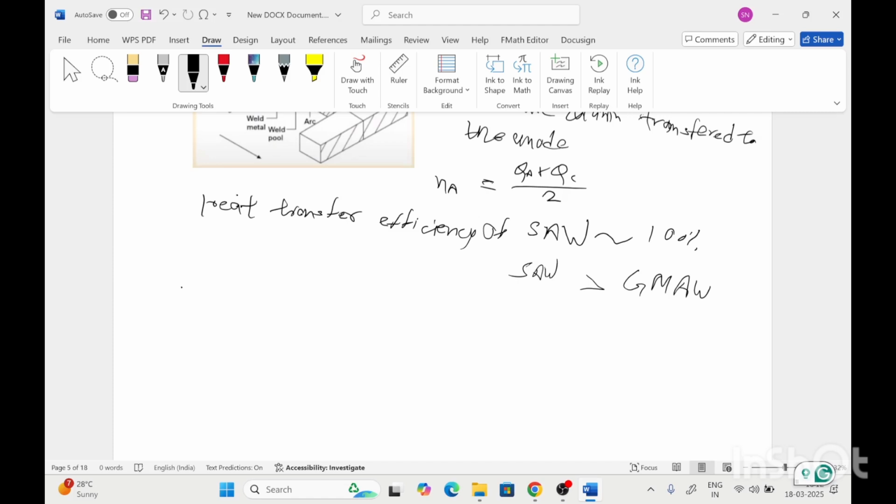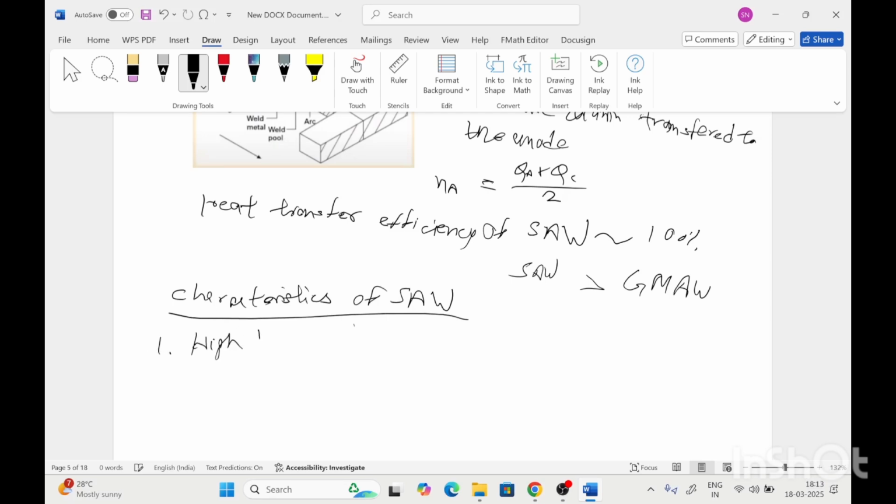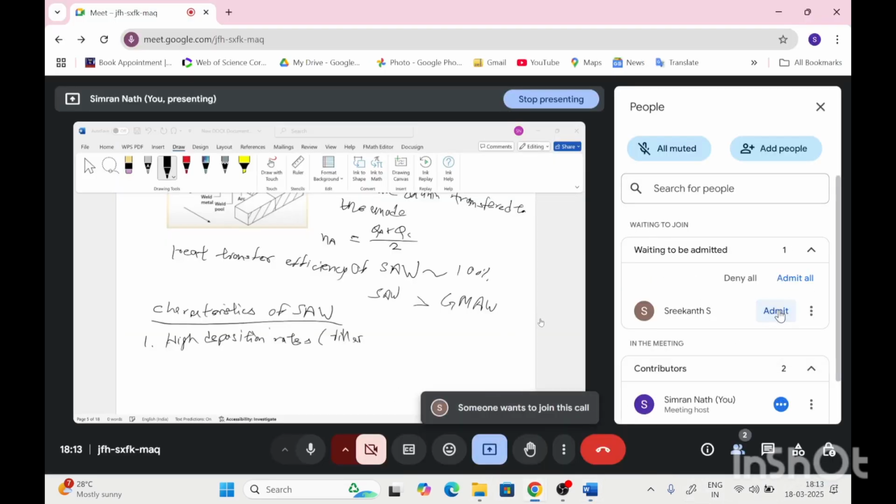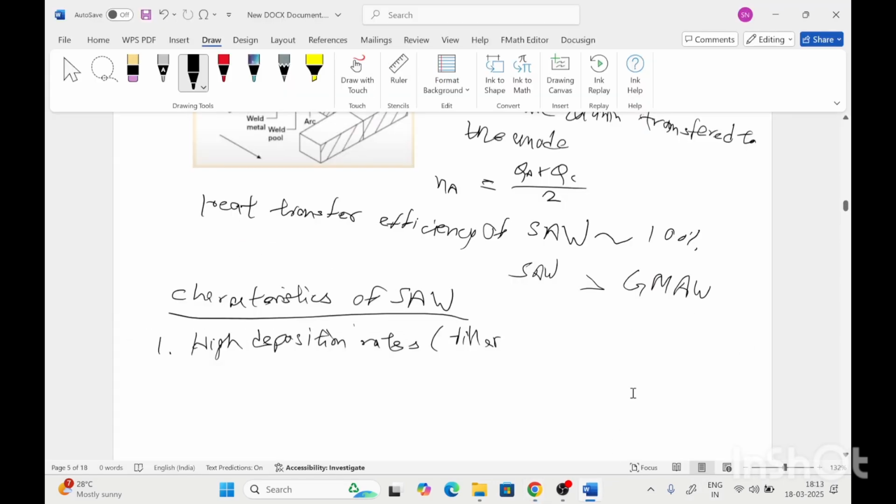The characteristics of submerged arc welding are: first, high deposition rates, because the electrode, meaning the filler wire diameter, is very high in this process, greater than in gas metal arc welding.